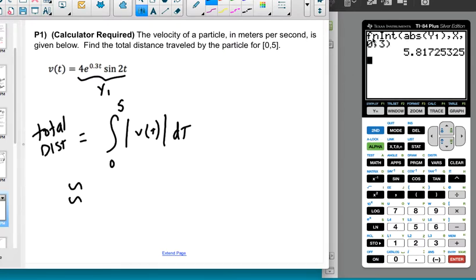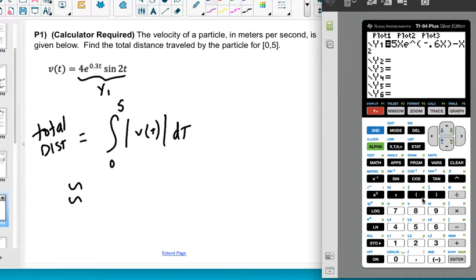Notice that I was kind of lazy. I just used y1, so if I go to y1, I don't have to retype the whole integrand thing. I just have to edit what y1 is. So it's 4, and then e to the 0.3x, close the parentheses, sine of 2x, and then you should check and double check and triple check. So 4e to the, yep, that looks correct to me.